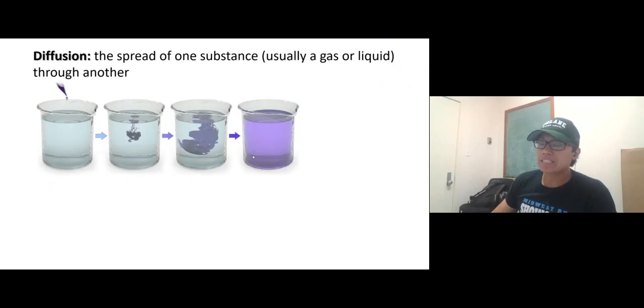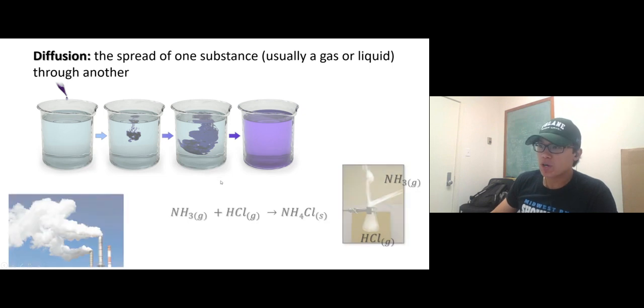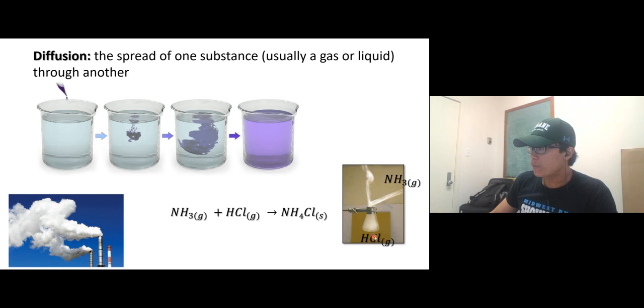All right, diffusion is the spread of one substance, usually a gas or liquid, through another, right? So a drop of a purple solution just spreads out over time, okay? And you have seen diffusion many times. So all the gas from the industry, the hydrochloric and ammonia gas coming out. You see it, it kind of vaporizes, but not really, it flies, all right?